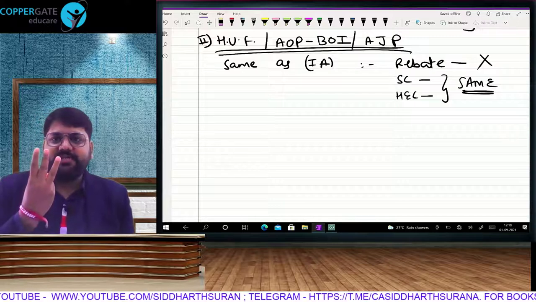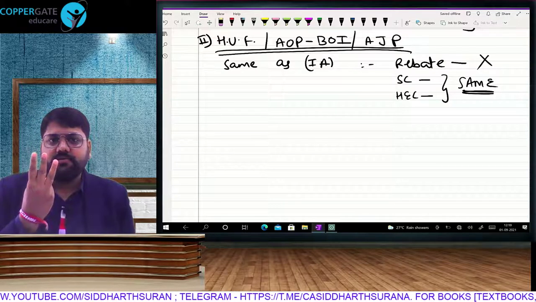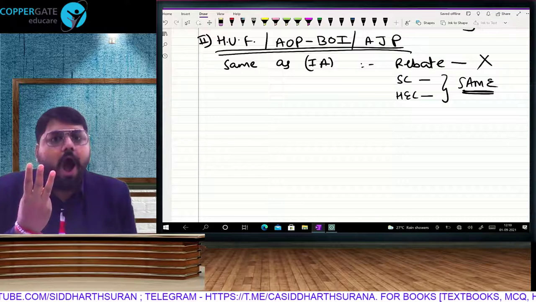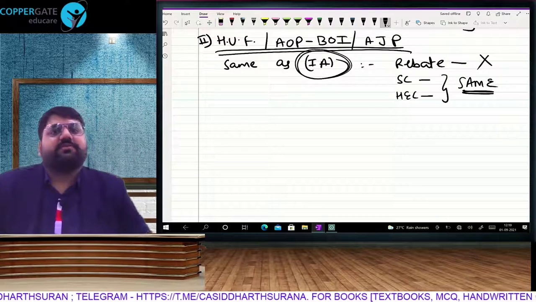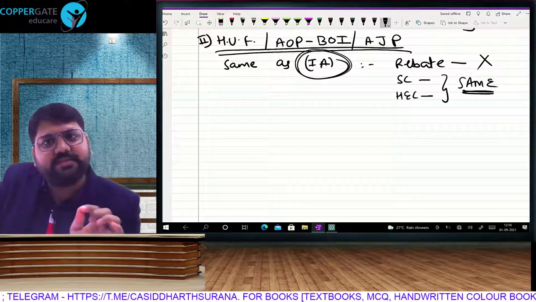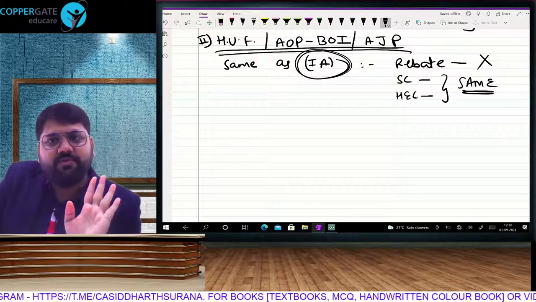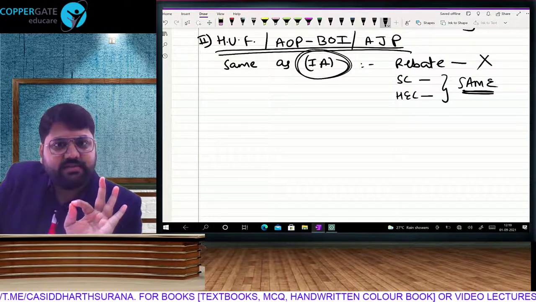What will be the basic exemption limit? It will still be 250. This is the maximum that institute can play with you. Nothing more than this. Highest is this.